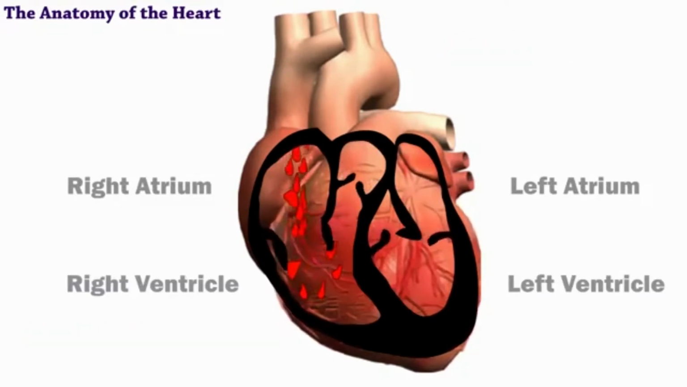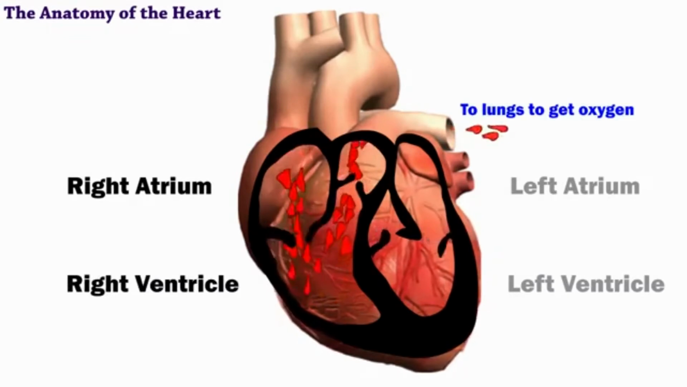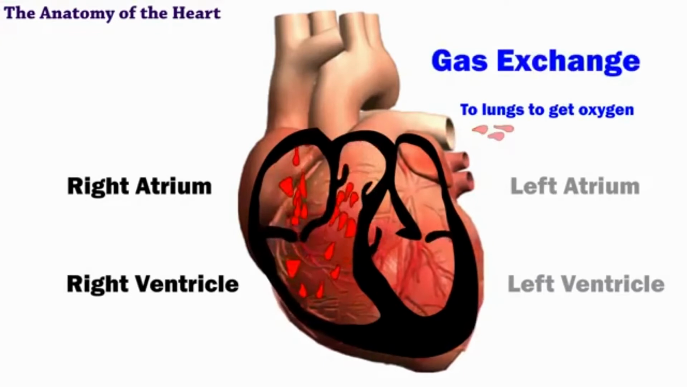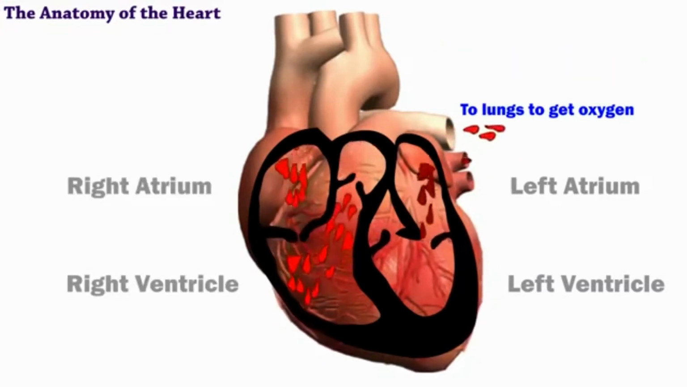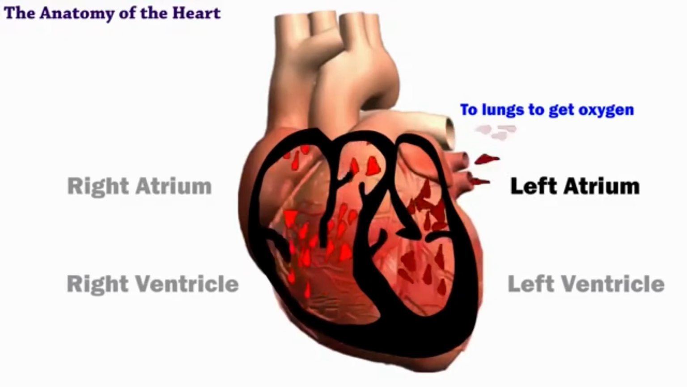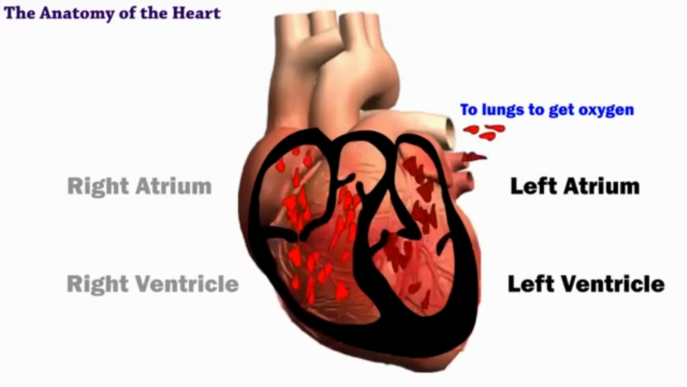Blood returning from your body's organs and tissues enters the right atrium. Because this blood has provided oxygen to your body, it's very oxygen poor. It moves to the right ventricle and out to the lungs to pick up more oxygen in a process called gas exchange. The now oxygen-rich blood travels into the left atrium and into the left ventricle before your heart pumps it to the rest of the body.